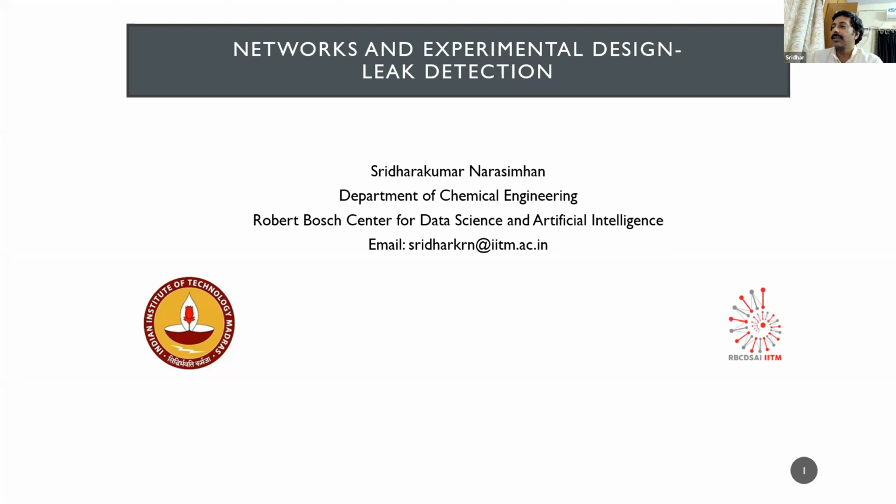So I structured this talk in 2 parts. In the first part, I'm going to talk about how you can do certain experiment design on networks and to identify leaks. And the prototypical network that we're going to look at is a water distribution network, which is an engineered system for which all of us are familiar with, having been consumers of water and so on.